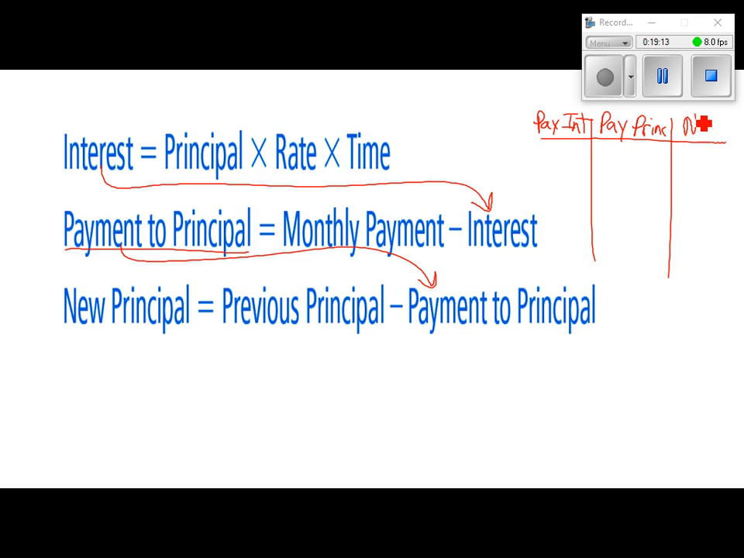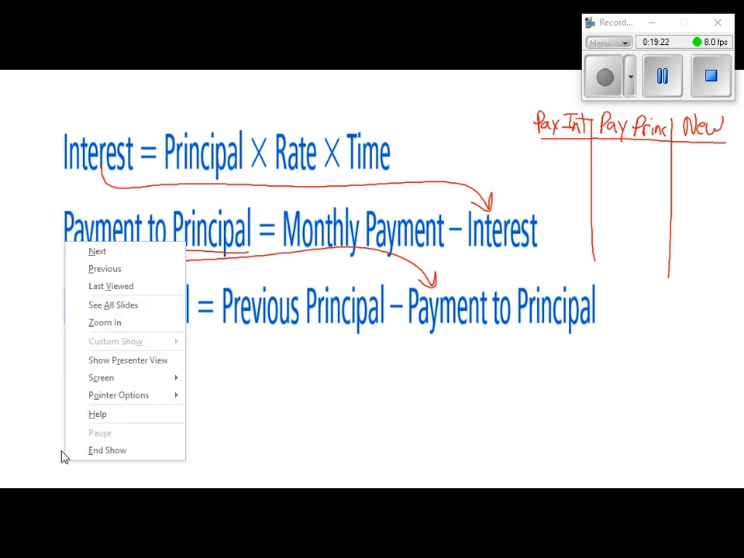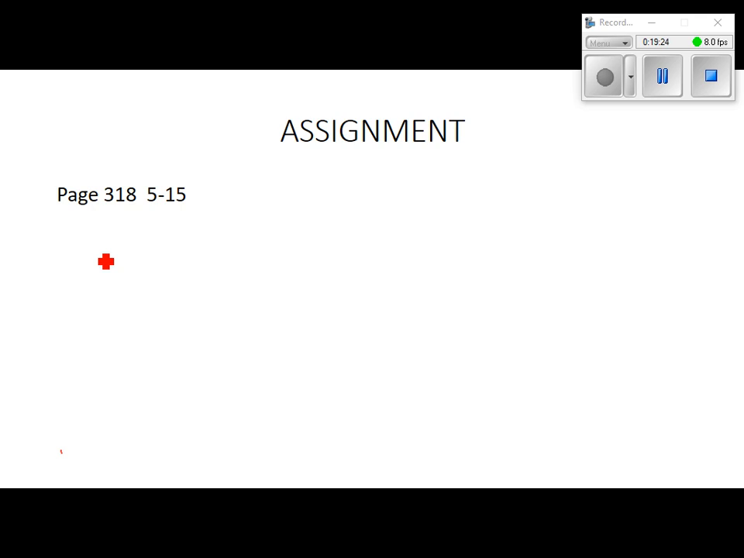And then your new balance, what you owe them. And you just continue over and over and over again. The assignment is on page 318, 5 through 15, guaranteed we can get this done together.